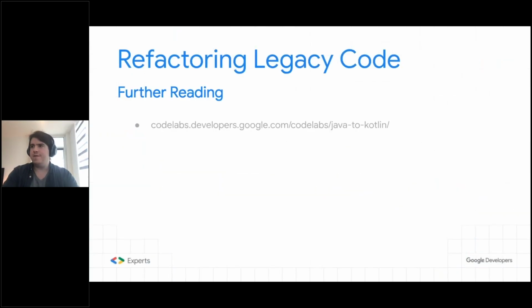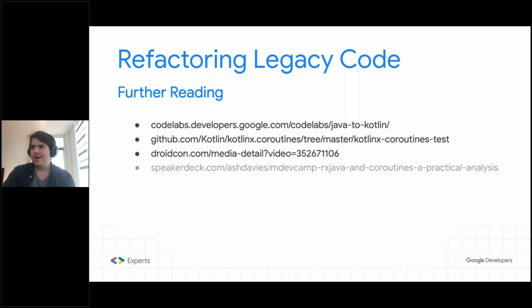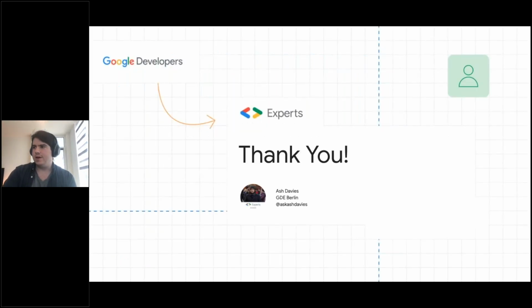Some further reading for you if you're interested. There's a codelab on migrating from Java to Kotlin, which is super useful. There's the Kotlin coroutines test library on GitHub. All of this is open source. And we have this video that I have embarrassingly forgotten the title to, so my apologies there, but I'm sure it's very cool. And this comparison with RxJava made by some other developer that's totally not me and totally not trying to shamelessly self-plug his own content.